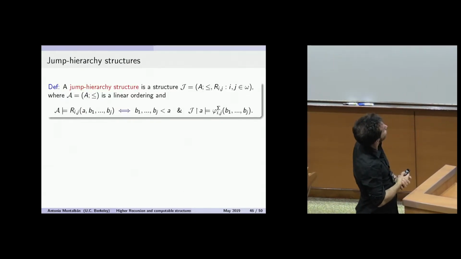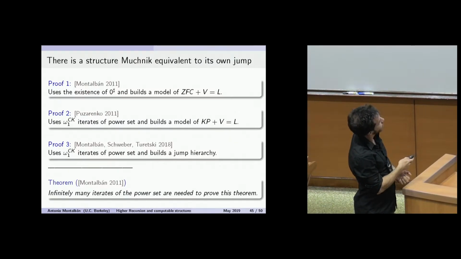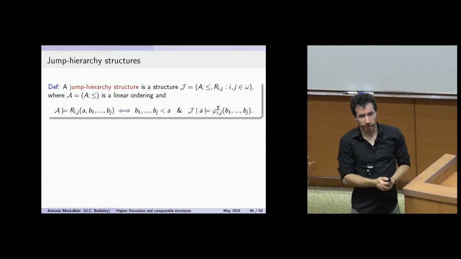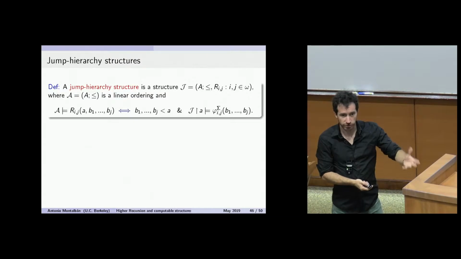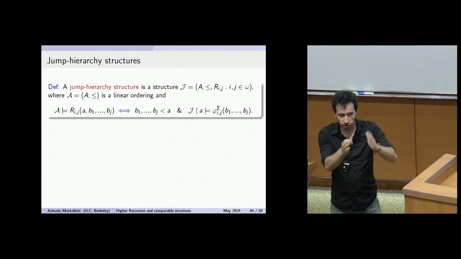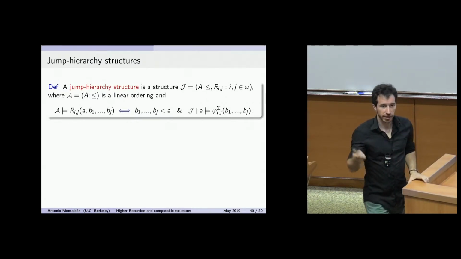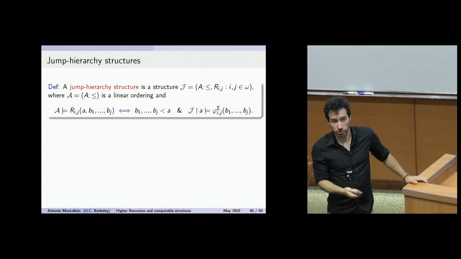Okay, so the structure is not going to be a model of V equals L, so then I don't need to introduce V equals L or CFC. It's going to be a jump hierarchy. I call these jump hierarchy structures. So it's a structure, it's not a set, it's a structure that behaves like a jump hierarchy, but in the sense of jumps of structures.